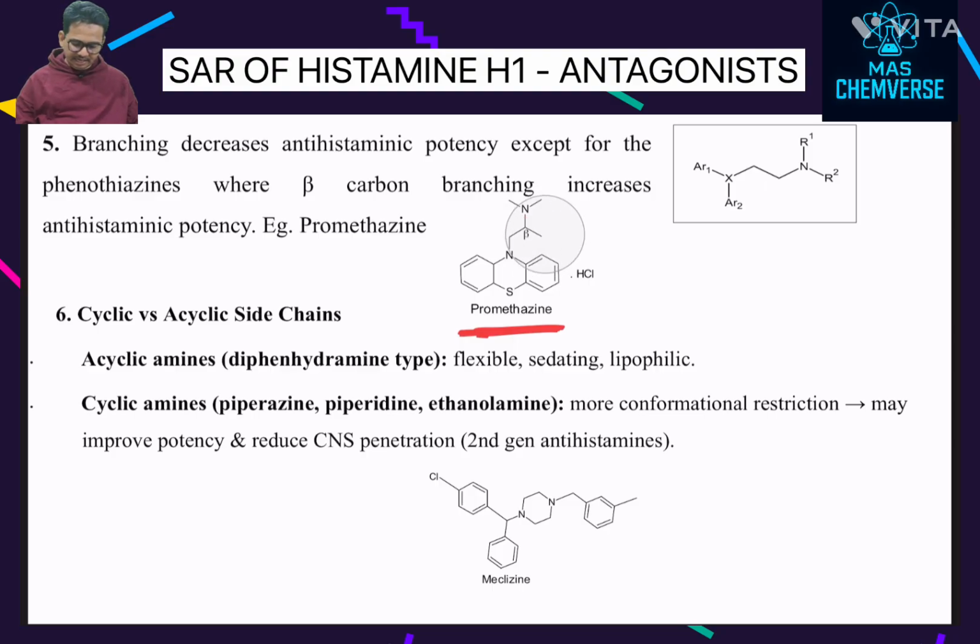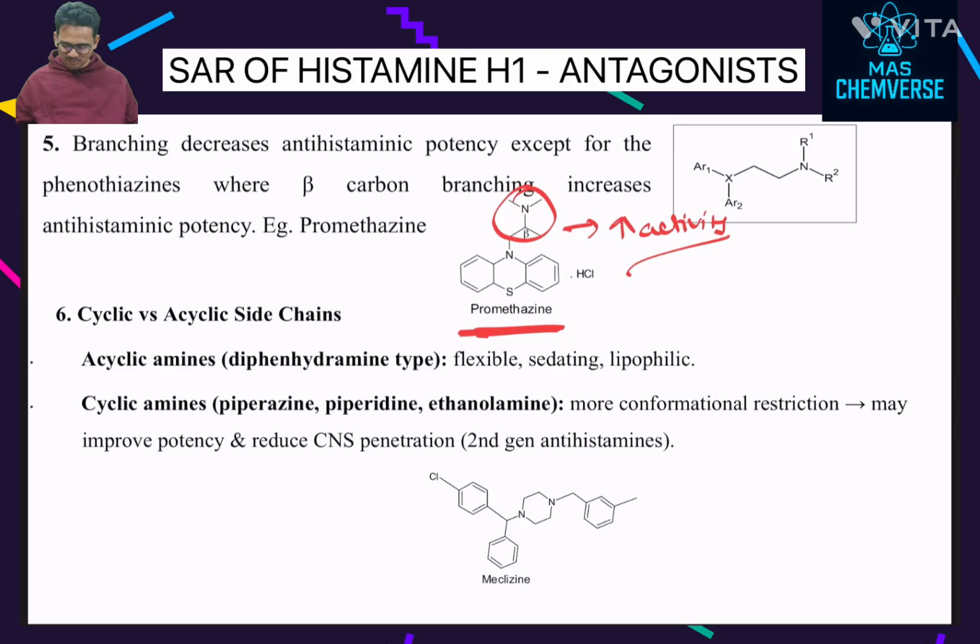On the beta carbon, whenever the branching increases, what happens? Already I told you, in the branch how many carbons should be there? 2 to 3 carbons. More carbons means more branching, like this, in the other compounds, not in the phenothiazine. Remember that branching in phenothiazine, like this compound, increases the activity.